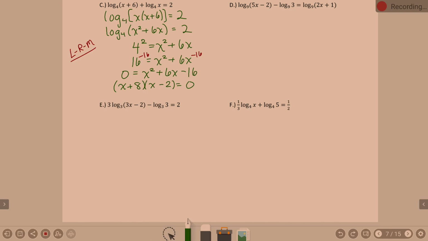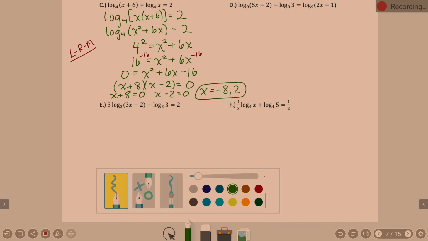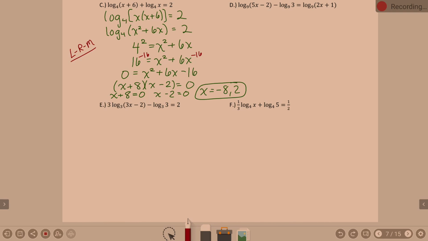And then you have to set each factor equal to 0. So x plus 8 equals 0, x minus 2 equals 0. X equals negative 8, positive 2. We do the math, and then x equals negative 8 and positive 2. And then, hold on.